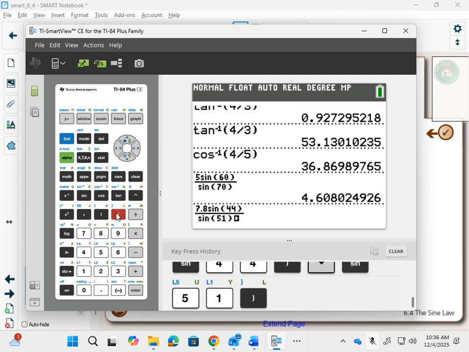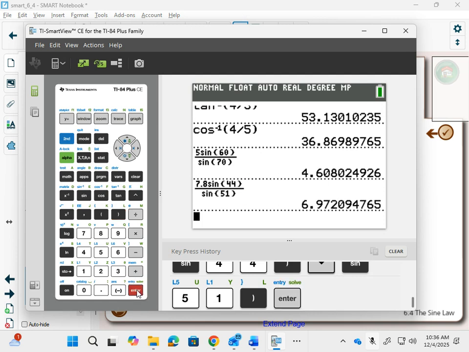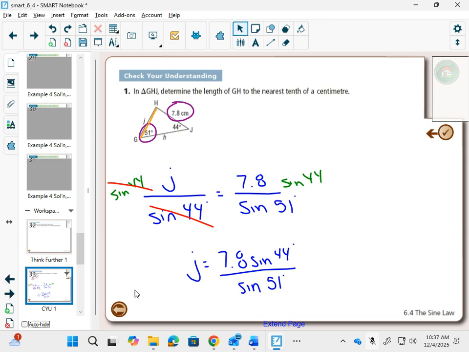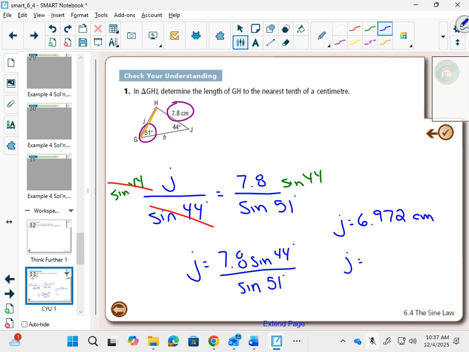Did I write that incorrectly? Yes. Push enter. 6.972. Okay. Do I have units? I better include them. Have I rounded correctly? Nope. I better. How do I round this to the nearest tenth? You have to write 7 and you have to write the point 0. There we go. 7.0 centimeters. Circle my final answer.